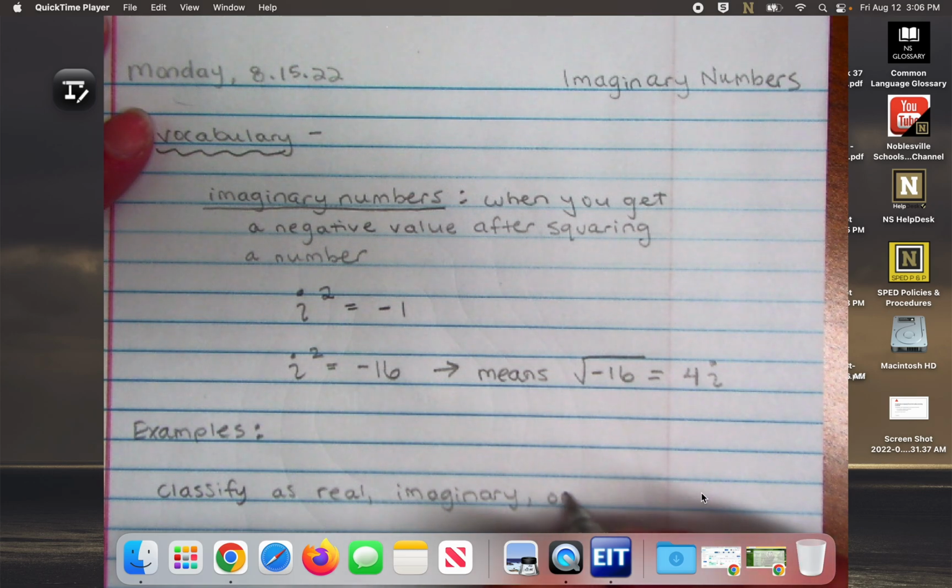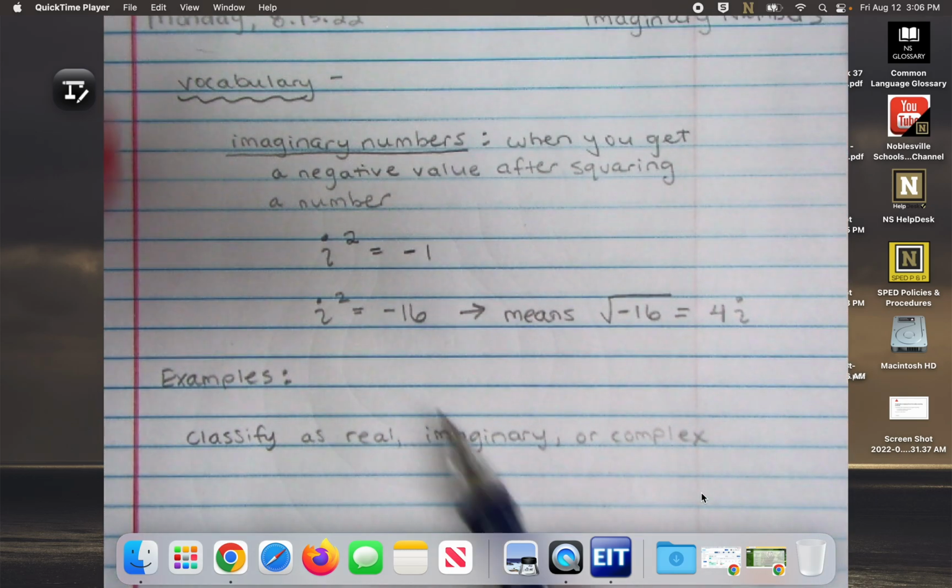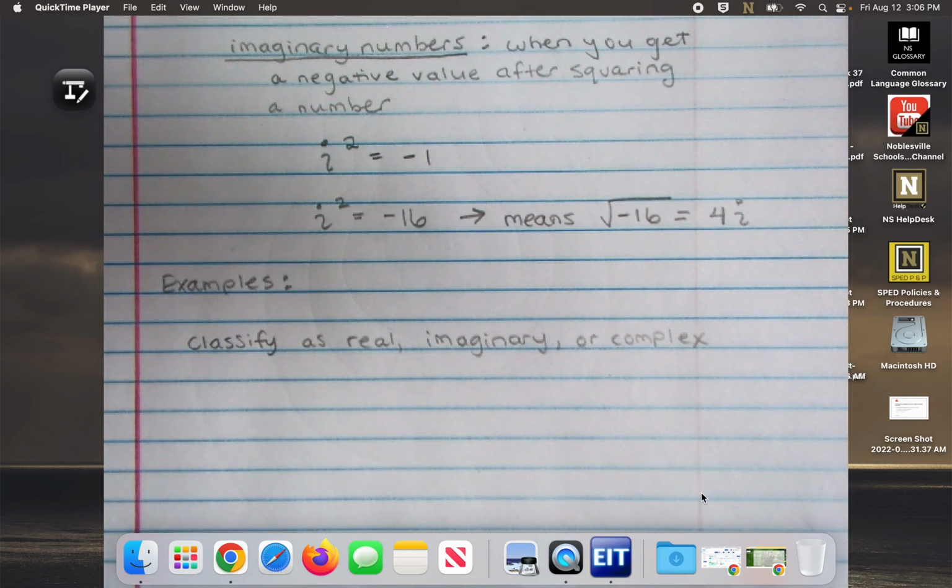Okay, so I know I haven't told you what complex means yet, but through the examples, you will be able to see what complex means.